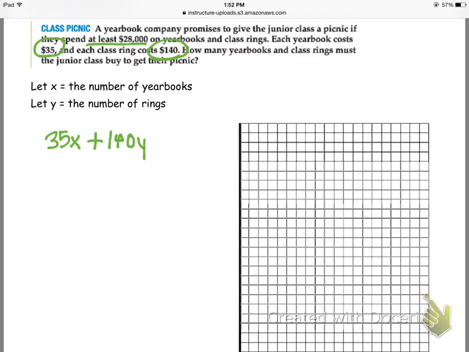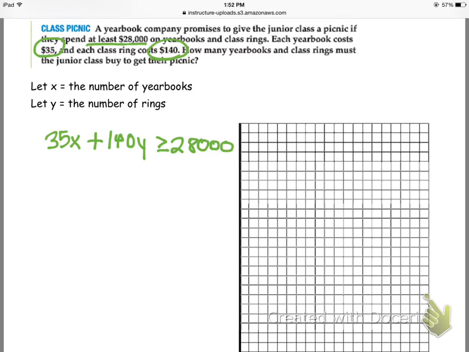Now it has to be at least $28,000, meaning 28,000 has to be the smallest number, and so we have $28,000 at least. So let's start graphing it. I'm trying to figure out how we can answer this question, but for now, let's start graphing it.